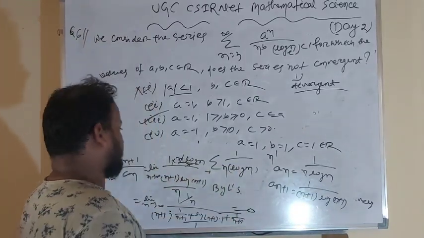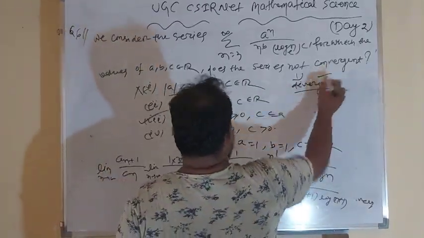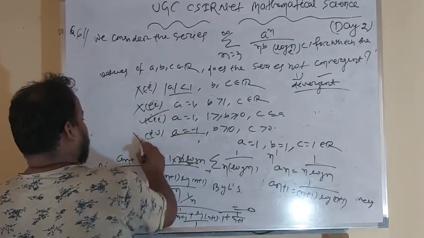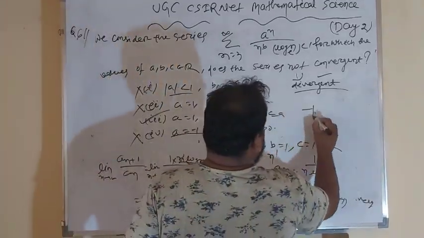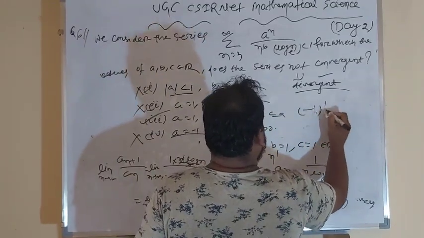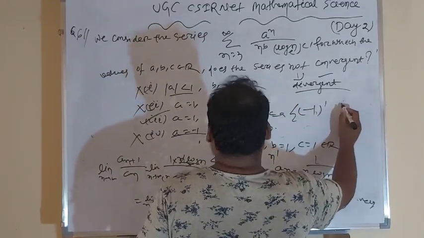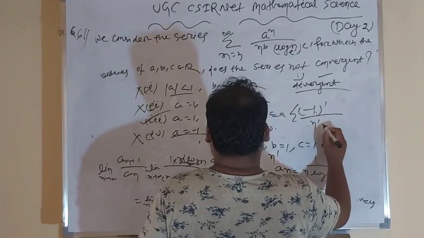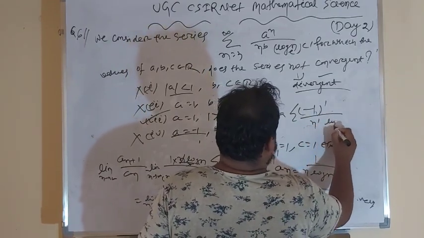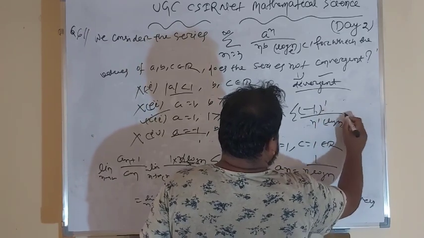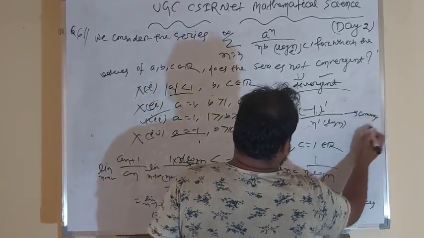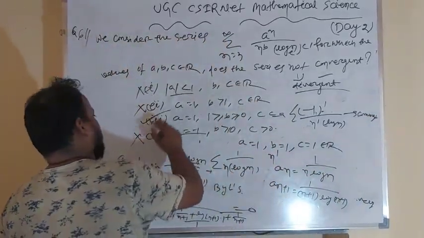So the series is convergent, but we have to show that it is divergent. This is false. A negative is not possible. Another case, with b greater than 1 and c is log n: this series is also convergent, not divergent. So only option 3 is correct.